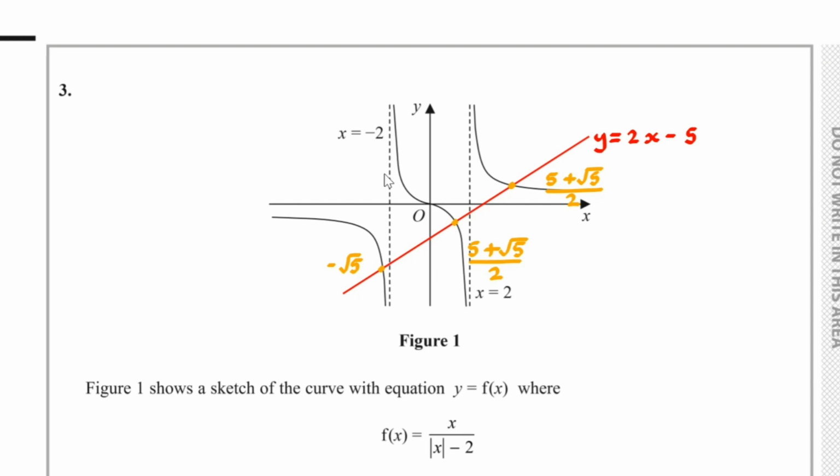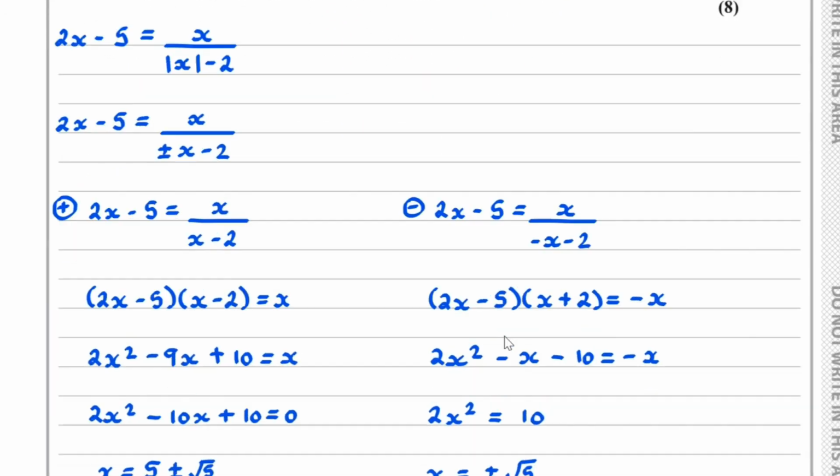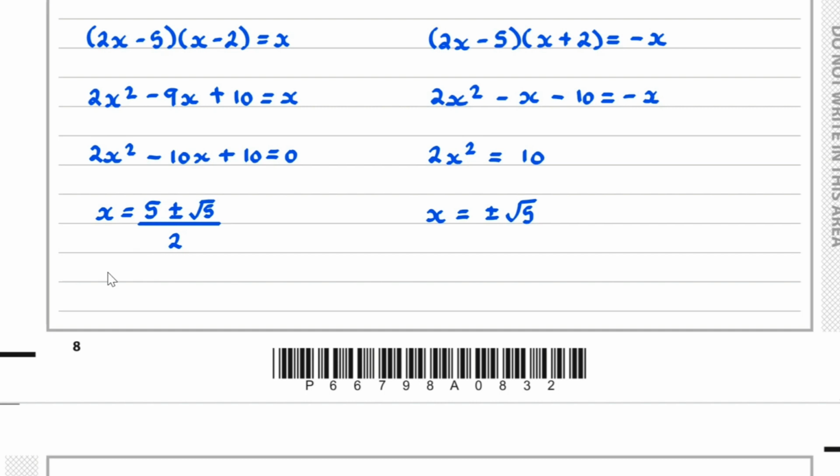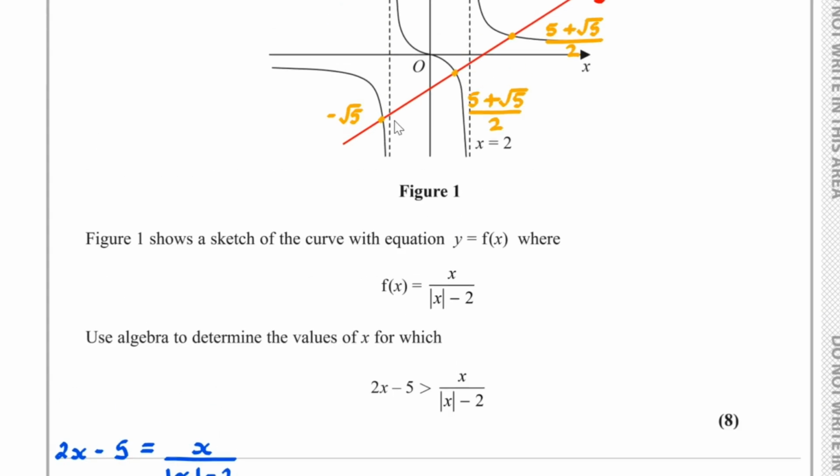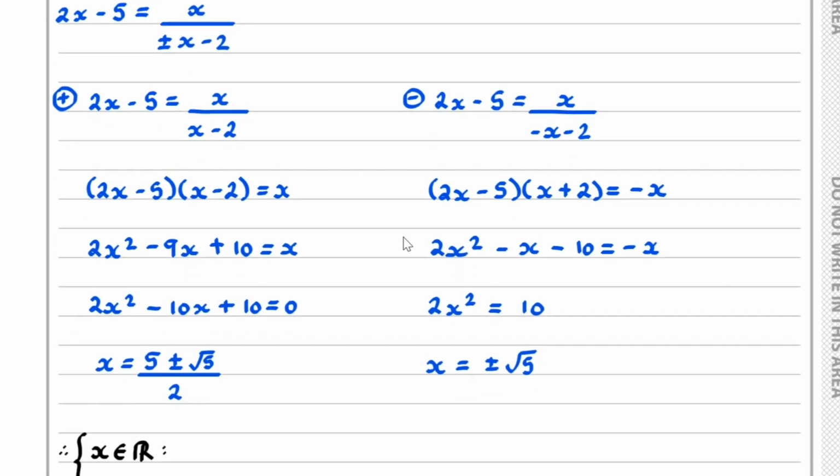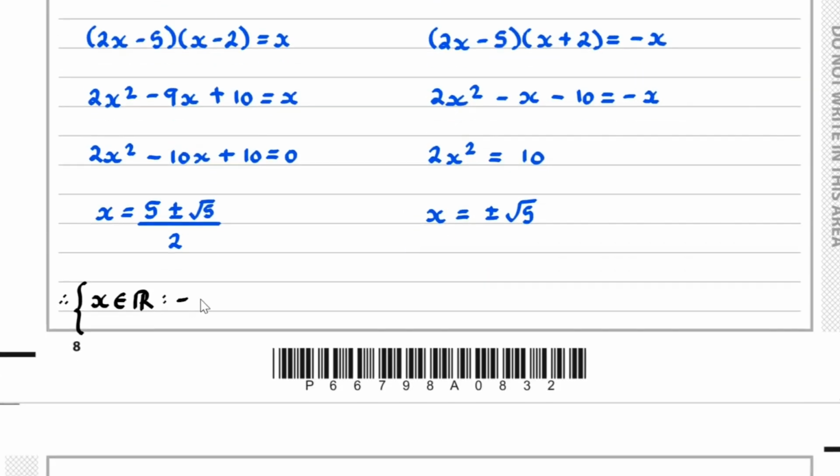Now here we've got an asymptote. So when we come to state the solutions, we have x belonging to the set of real numbers. x will be in between minus square root 5 and minus 2. So that's one region. So we've got minus root 5 being less than x being less than minus 2.